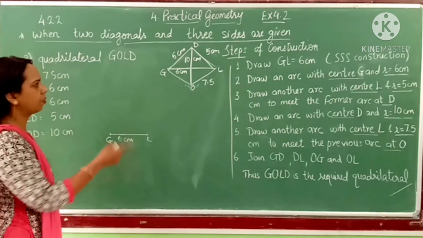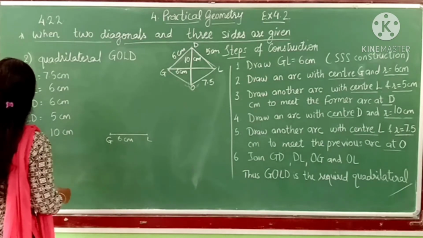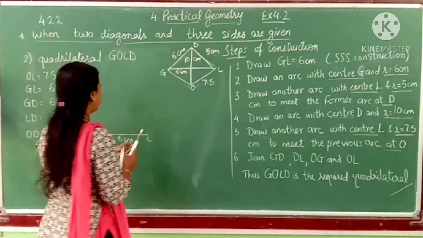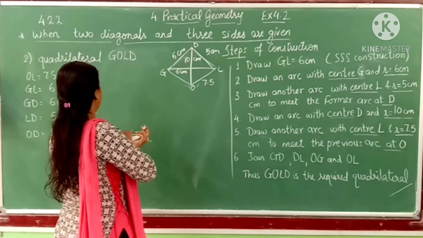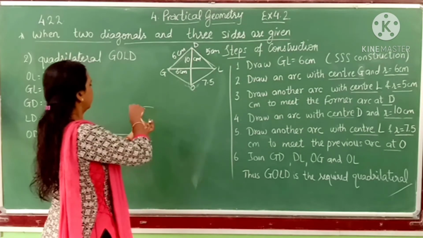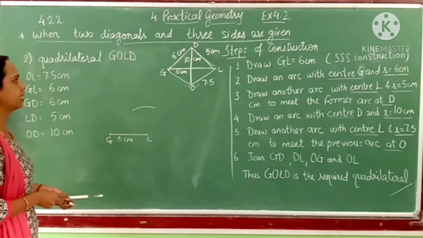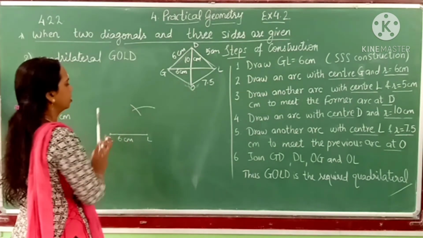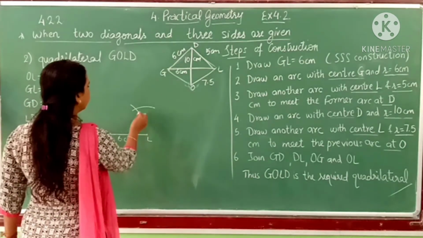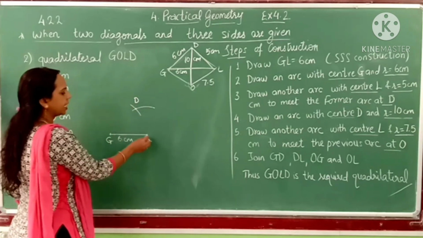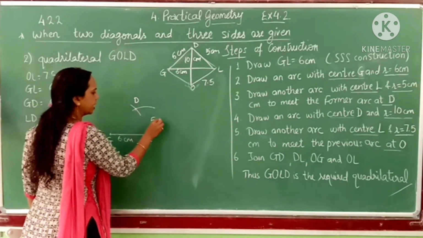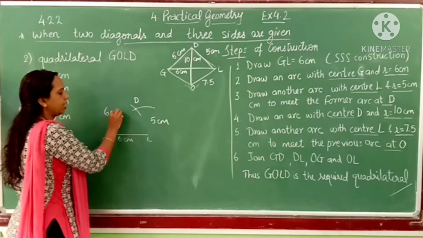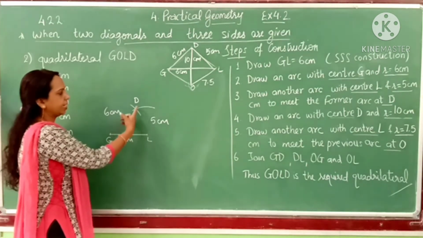Okay. Now next step was taking L as the center and radius 5 centimeter. Okay. Take the radius 5 centimeter and draw one arc. So this is our 5 centimeter. Okay. Next is taking 6 centimeter radius like this. Draw another arc. This is our 6 centimeter. So you can have your point D with the center L. Take the radius 5 centimeter and draw an arc, and with the center G and the radius 6 centimeter, draw an arc which cuts and meets the point at D.